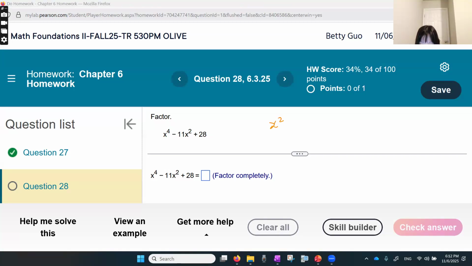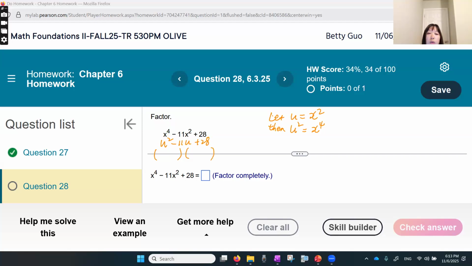Quadratic in form. What happened is you see x to the power 4 and x squared, right? We are going to use a substitution. I'm not sure this type of question is even on the exam. So let u be x squared. Then u squared equals x to the power 4, right? Then this trinomial becomes u squared minus 11u plus 28. And then we can factor this.